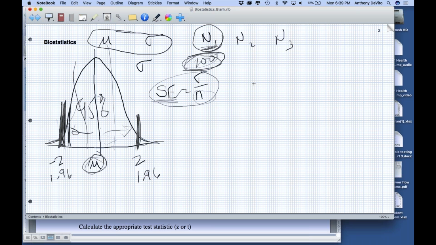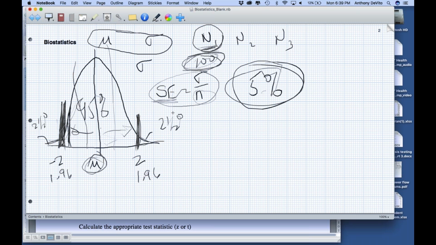That means also that 5% of the time, it's not going to fall within that range. Sometimes we're going to get an extreme value that's more than two standard deviations below or more than two standard deviations above. That's going to happen 5% of the time, right? Just by chance. So if I look at this 5% of the time, since this is symmetrical, I know that represents 2.5% on this end, and 2.5% on this end.